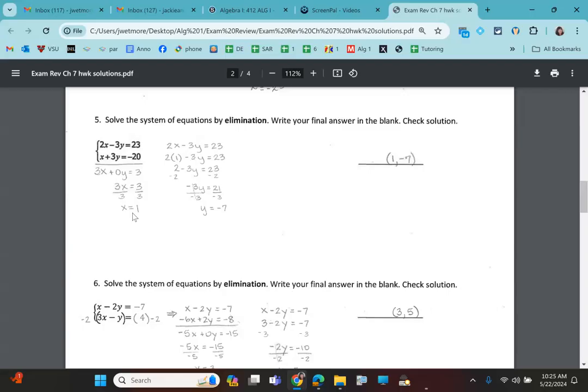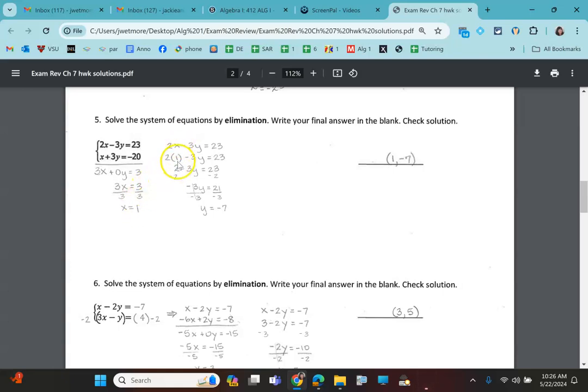And then once you know one of your values, like once you know x, how do you find y? You just plug it back in. And you can plug it back into either one of these equations, whichever one you like better. I picked the first one, you could have picked the second one. We know that x is equal to 1. We just got that right here.